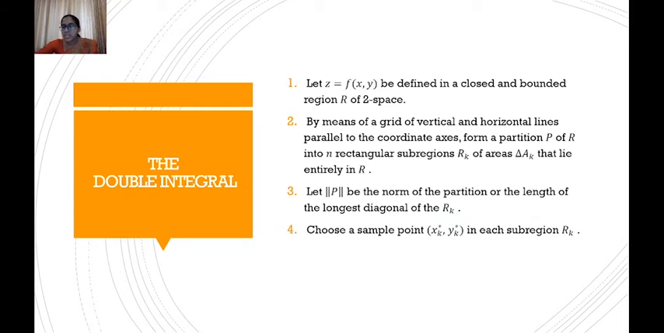Then we will choose a sample point xk star, yk star in each sub-region Rk, and we will form the summation, k equal to 1 to n, of f of xk star, yk star times delta Ak. So this is how we form this sum. We partition the region into n rectangular sub-regions, choose norm P to be the length of the longest diagonal, and then choose a sample point in each sub-region and form the sum.